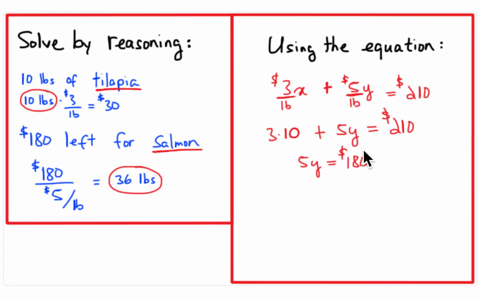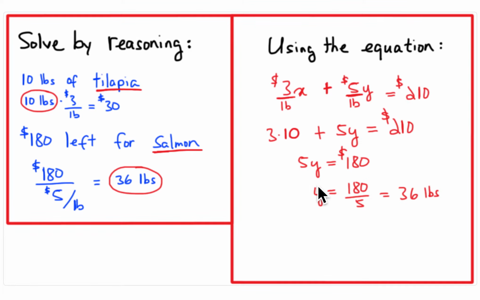5y equals 180. So now I can spend the rest of the money on salmon. So that's going to cost me $5 a pound. So now you divide this 180 by this 5. So that's the multiplicative inverse. So you're multiplying by 1/5, which is the same as dividing by 5, or 1/5 times 180. Every time you take out $5, that's 1 pound. You can do that 36 times. So that's 36 pounds. So you should go through this algebra at the same time as thinking through what you're doing, and do that several times.